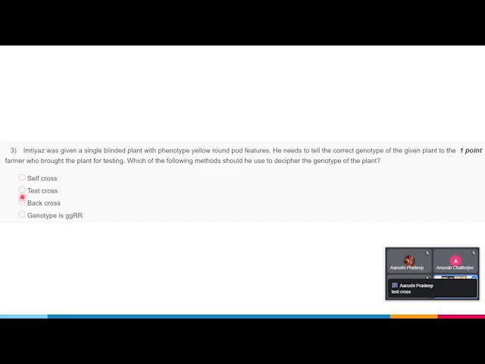Arushi says it is test cross, that is option B. Everyone, I would encourage all of you to try and guess which should be the correct answer. Shreya also says it is a test cross. Anyone else? Ria also says it is B, it is a test cross. Okay, so a lot of answers. So everyone is suggesting that it should be a test cross.